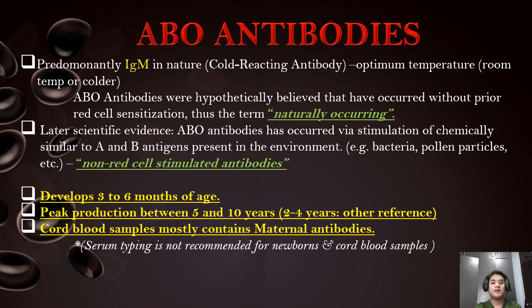Okay, class, take note: since it takes about 3 to 6 months to develop ABO antibodies, they are undetectable after birth. Serum antibody typing for newborns is never recommended. Take note, the serum antibody or reverse typing for newborns is never recommended. The same goes for cord blood samples, since most of the antibodies present are still maternal antibodies.